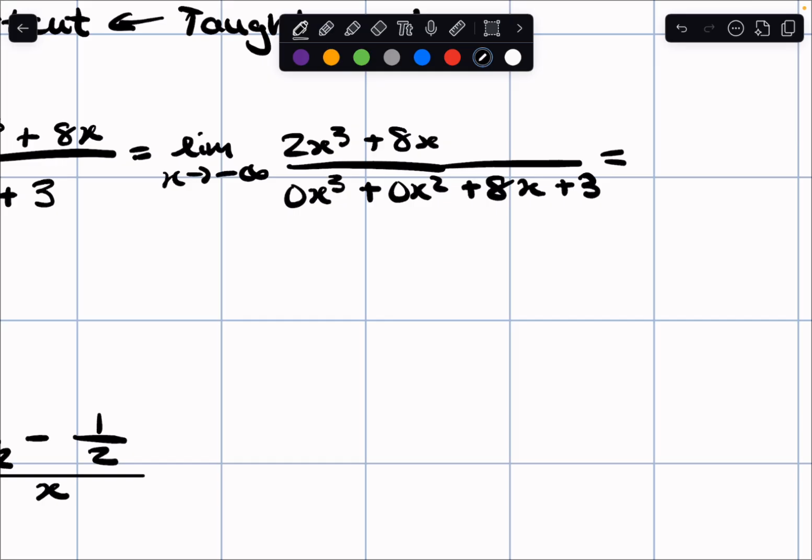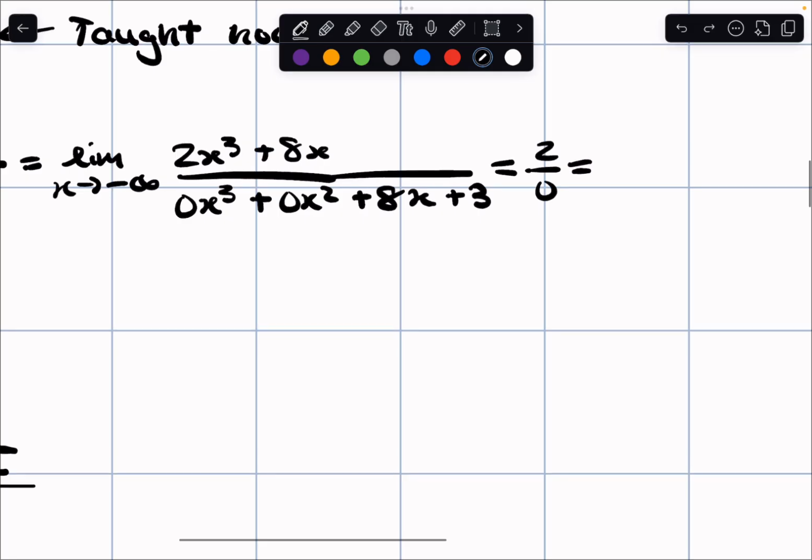Now we can take the quotient of the two leading coefficients. It's going to be 2 divided by 0. Anything divided by 0 is an error, so this is infinity. Okay? Or we can also say undefined.